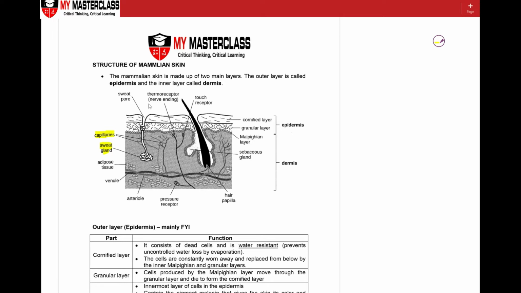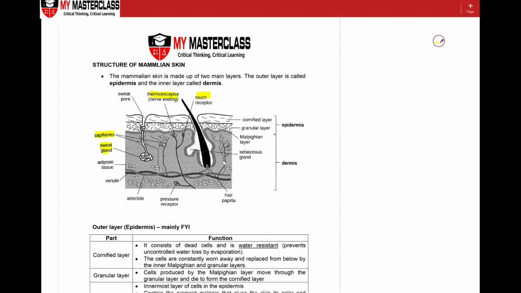Okay, so how is it that it senses temperature? It's by this particular receptor, which is called thermoreceptor. Temperature, so thermoreceptor. Okay, and we have got touch receptor here, which allows you to sense touch at the skin region. Nothing to do with temperature, it's just an additional component of the skin itself.